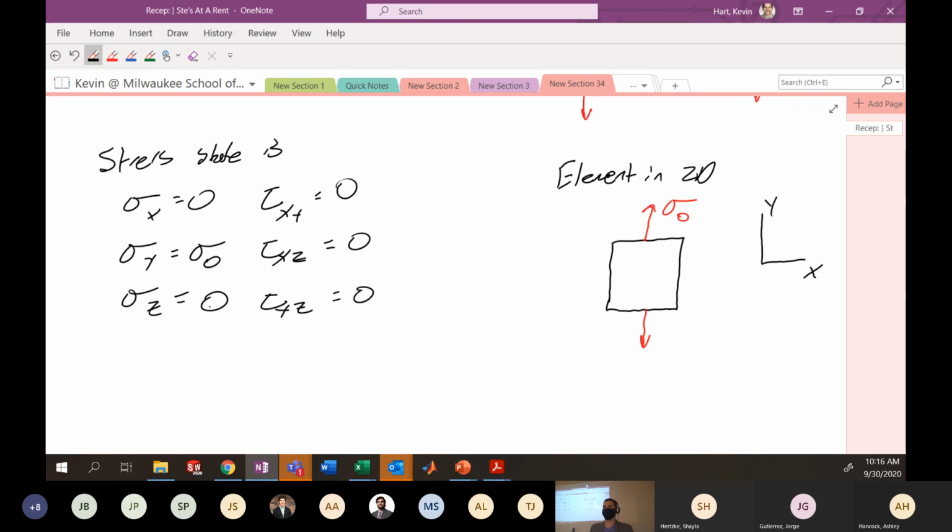If this is your stress state, you could punch these values into that principal stress equation that we would have, and you would see pretty quickly that the principal stresses would be the following.